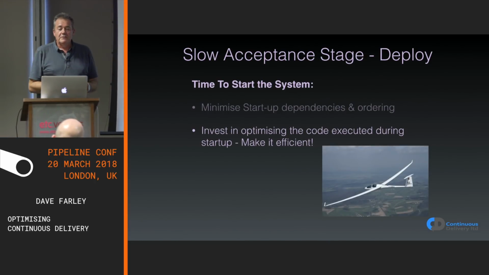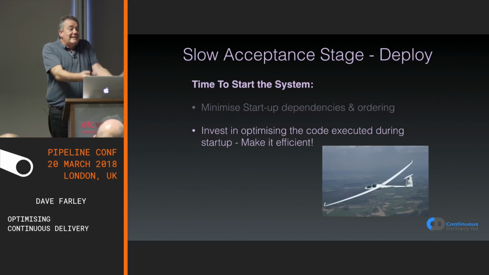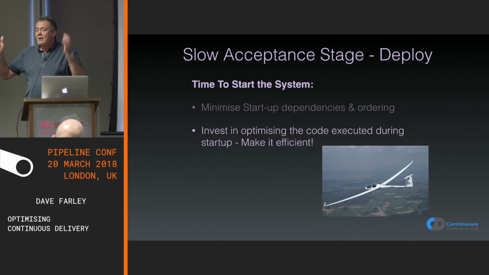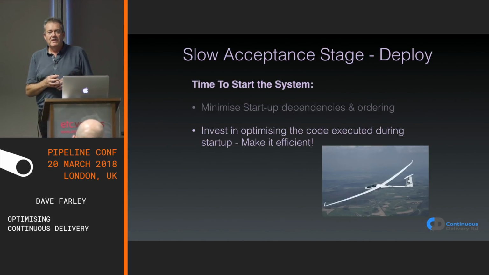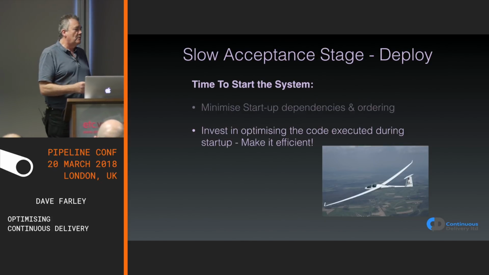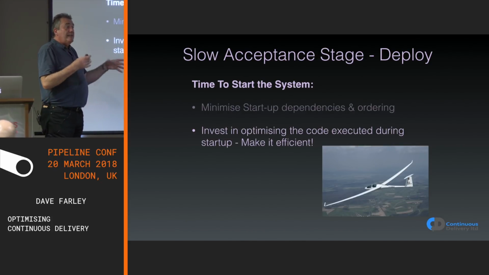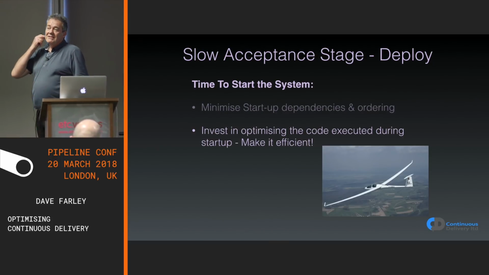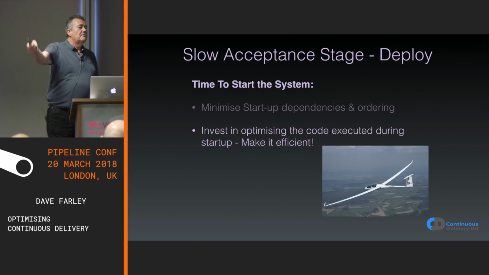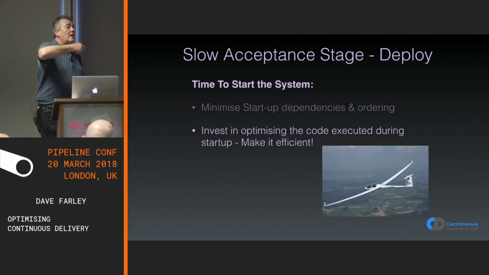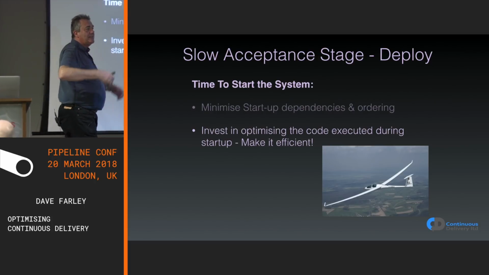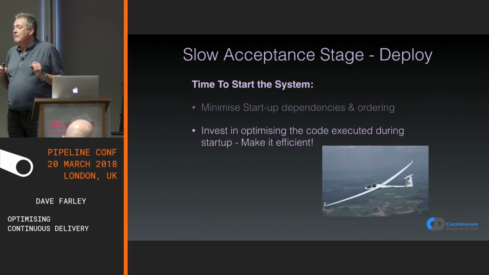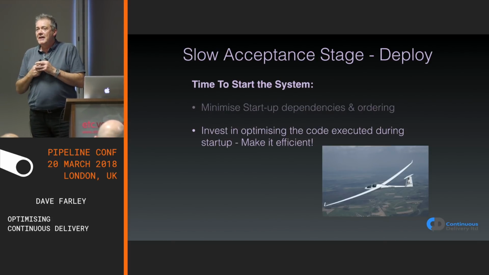Invest in optimizing the code that's executed during startup. I was involved in building one of the world's highest performance financial exchanges while I was writing the continuous delivery book, and we were really good at automated testing on that project. But one of the things that we did in our acceptance test environment was that we would configure the system to isolate our tests. And so we optimised the bits of the code that were about things like account registration or setting up a new market in which to trade.